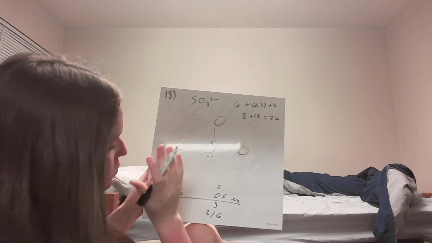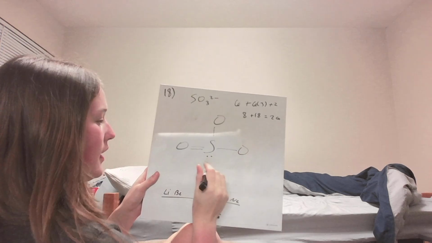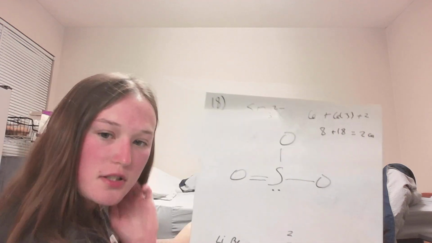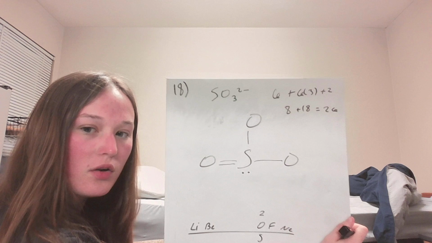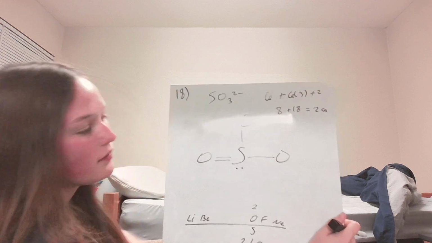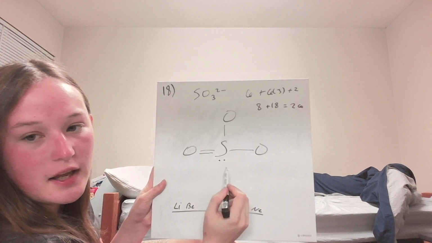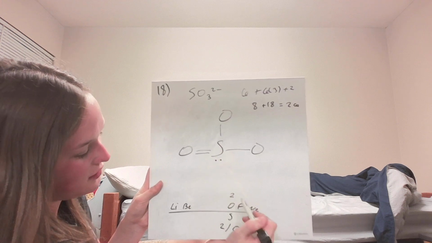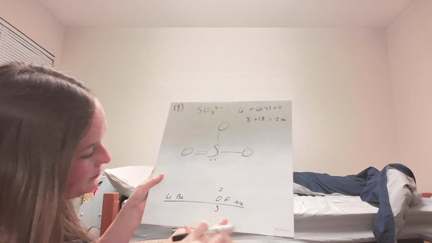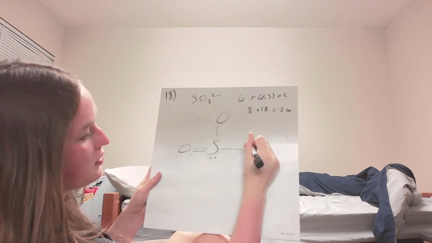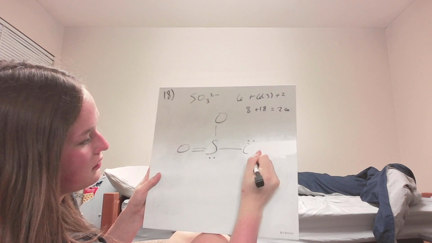So 2, 4, so this is 8. Now it's giving away 2 more of its bonds. I don't know if that makes sense. Hopefully it does. So that way you have 1, 2, 3, 4, 5, 6. That's why it has 6 electrons on it. Anyway, hopefully that made some sense. And then you also do 2, 4, 6.